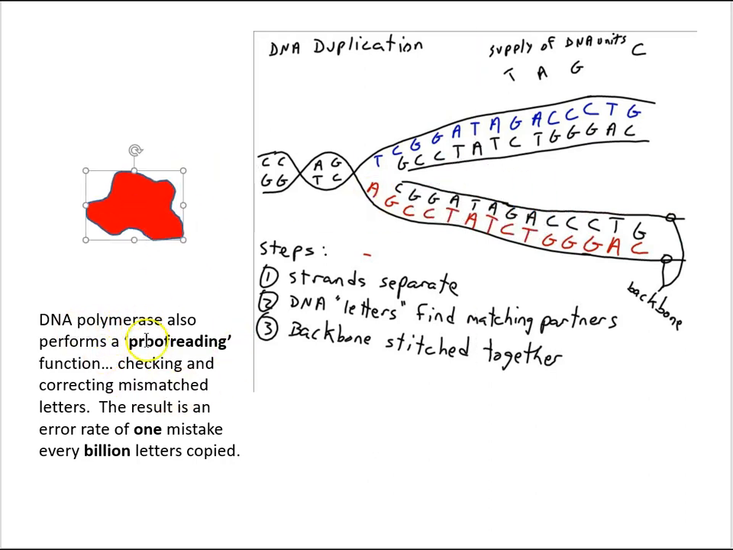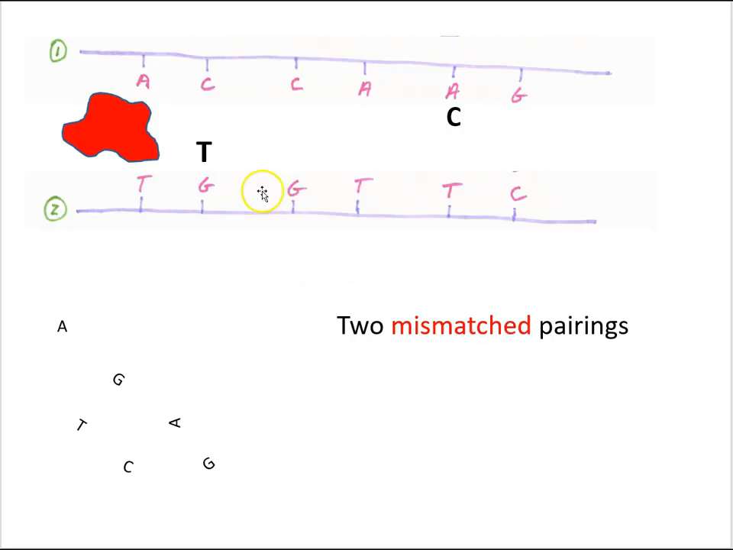Now, the DNA polymerase also performs a proofreading function, checking and correcting mismatched letters, but the system is not perfect. The result is an error rate of one mistake every billion letters copied, but there are billions of DNA letters, and so it's likely that every time DNA is duplicated, there will be mistakes. Now, what does a mismatched pairing mean? Well, for example, in the DNA up top here, it would be the C base pairing up with an A. Normally the C would pair up with a G, but if the wrong base gets inserted here and then stitched into the growing chain, we have now a mismatched pairing, or a T with a G.